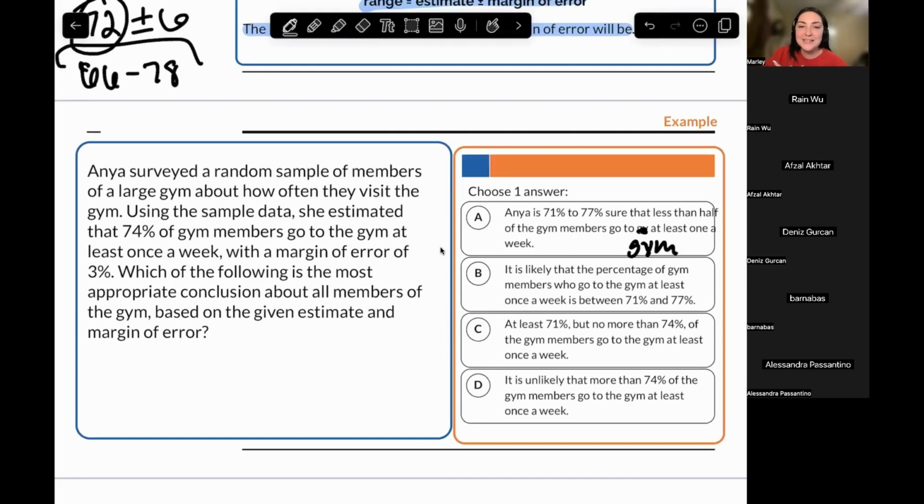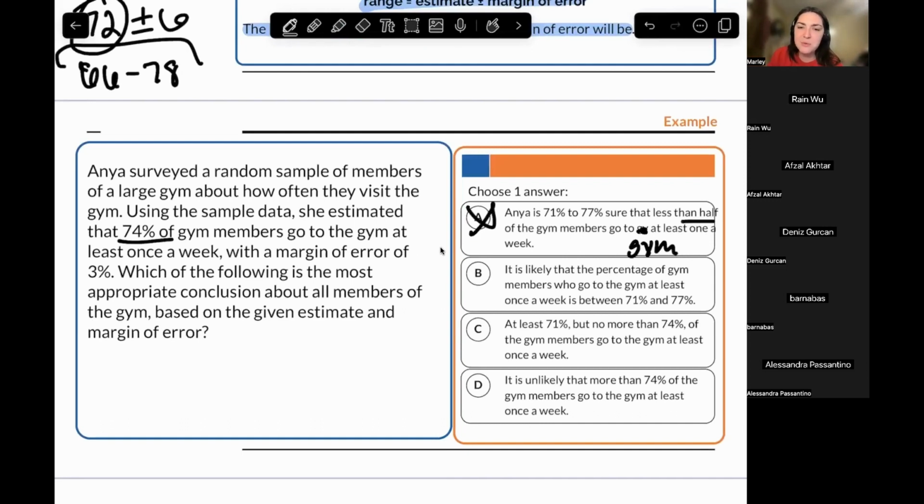This one is not accurate, because when we're talking about this percent, it's not how sure she is about a number. It's supposed to be 74% of the people go to the gym at least once a week. So why would it now be half of them? That doesn't really make sense. It's not about how sure she is, so it's not going to be A. B is the actual correct answer, so I'm going to skip it for now.